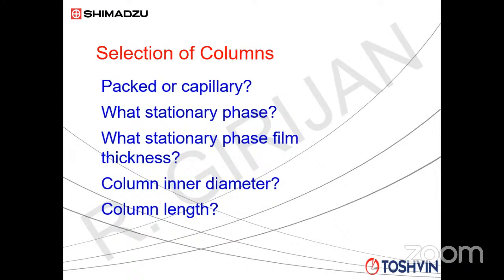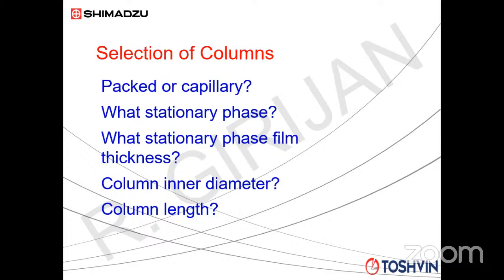And what is the stationary phase? In GC, we have hundreds of stationary phases. So what stationary phase do you have to use? You have to decide that. And what is the stationary phase film thickness? When you consider a capillary column, the stationary phase is present inside the tubing as a very, very fine, thin film on the inside wall of the tubing. And it has a very definite thickness. It is in terms of microns. Today, we have columns from 0.1 micron film thickness up to 5 micron film thickness. Different film thickness columns are available. You have to decide what film thickness is required for your separation.